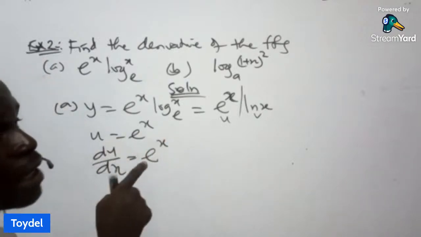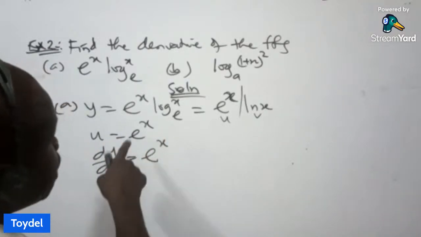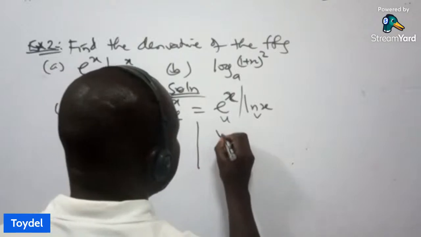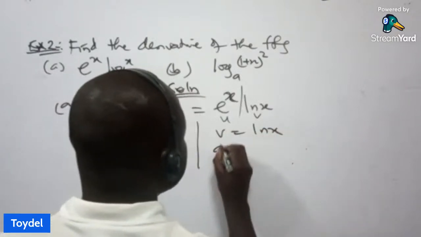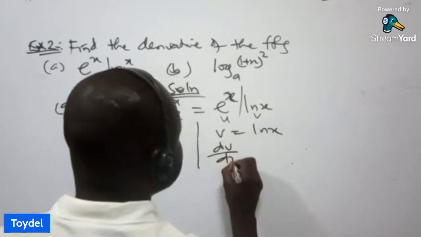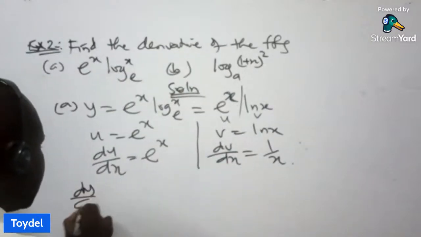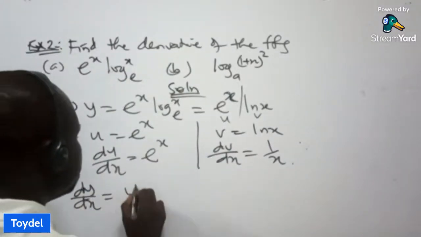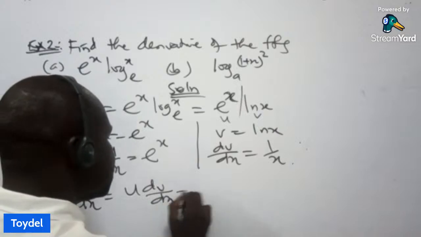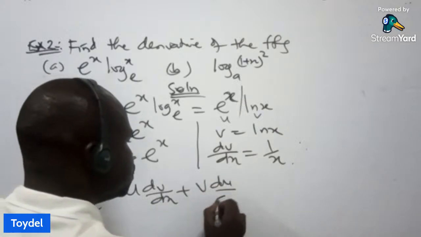We have done that under the derivative of the exponential function. Then in this case, we have v equal to ln x. Then dv/dx will be equal to 1 all over x. Therefore, dy/dx will be equal to u dv/dx plus v du/dx.